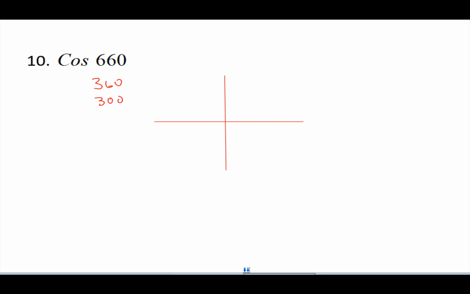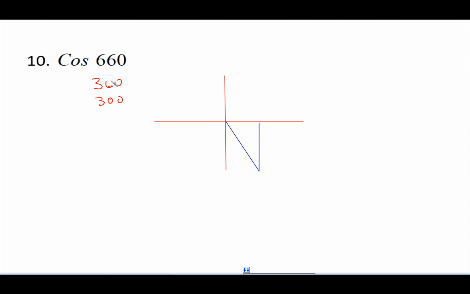So what's happening is, I'm going to show you the rotation. We go all the way around one time. That's 360, so we're back to where we started. And then we have to rotate another 300, which would be about right here. So essentially, cosine 660 and cosine 300 are the same thing.